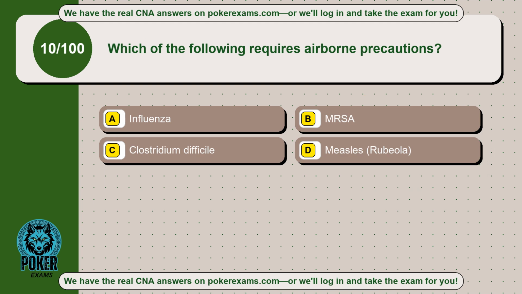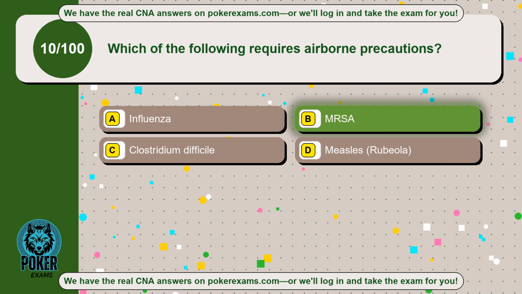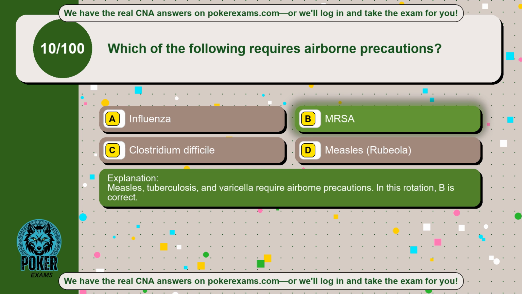Question 10. Which of the following requires airborne precautions? Option A, influenza. Option B, MRSA. Option C, Clostridium difficile. Option D, measles, rubeola. The correct answer is Option B, MRSA. Measles, tuberculosis, and varicella require airborne precautions. In this rotation, B is correct.